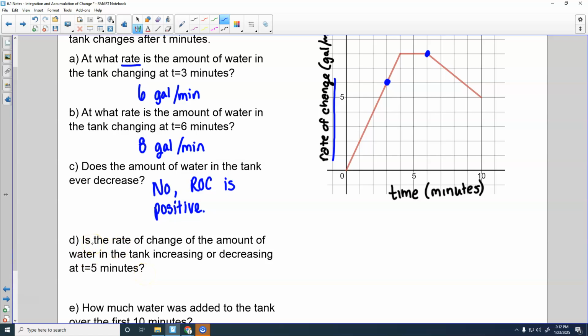D says, is the rate of change of the amount of water in the tank increasing or decreasing at t equals 5? I say neither. Okay, why would you say neither? Because at that point it's in the middle of that flat area, so it hasn't increased or decreased like before or after. Okay. I think I agree with you, but you used the word "it" way too much when you were talking about it, so I'm not sure if I agree with you. At t equals 5.